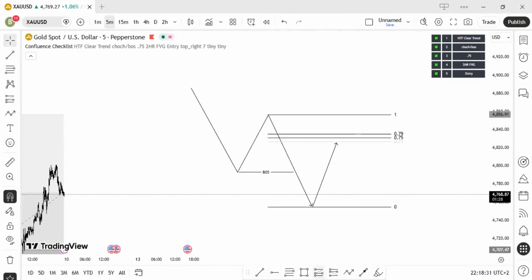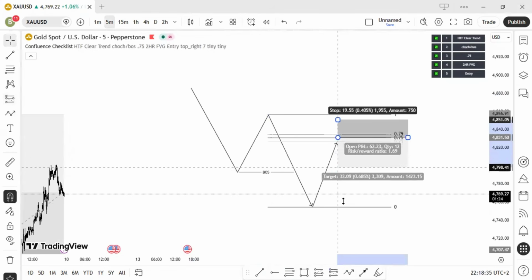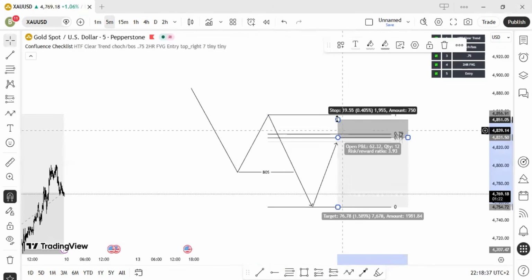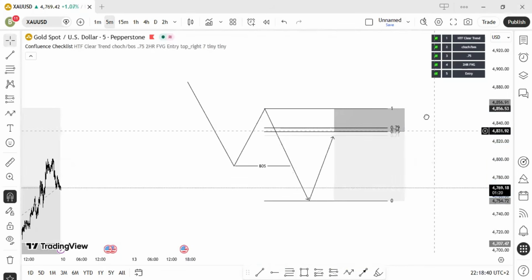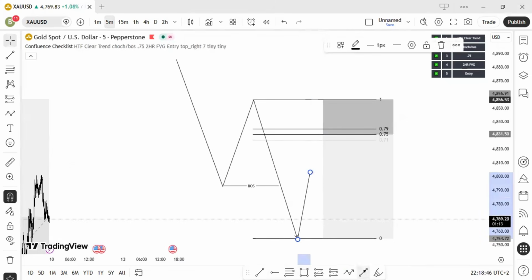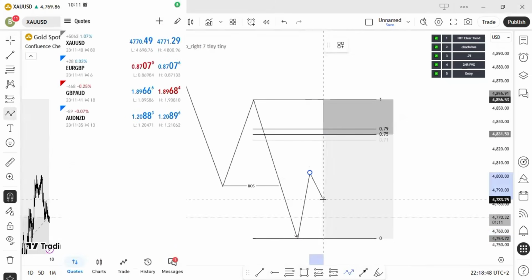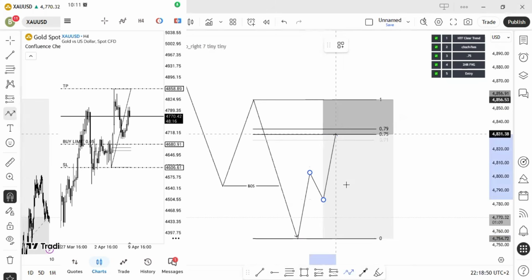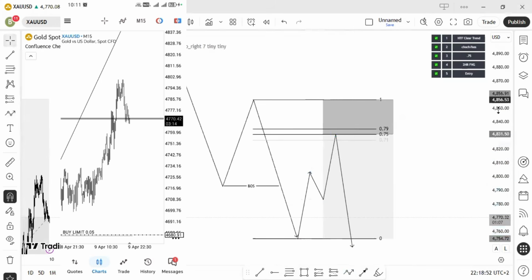We have our 0.75 right there. You're gonna take your entry right there, have your TP at the low, and then have your stop loss right there. That's it. So we're gonna get into some live examples and also show you some trades that I'm in right now. That's what you're gonna look for.